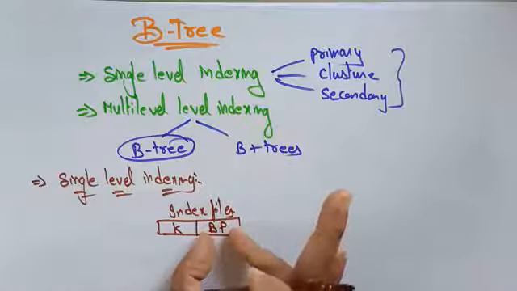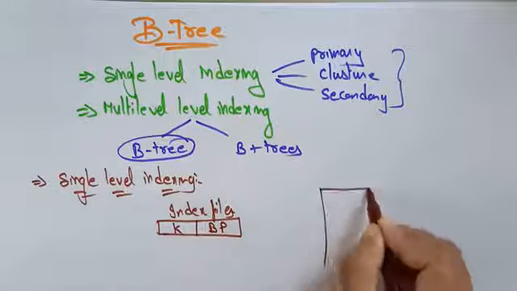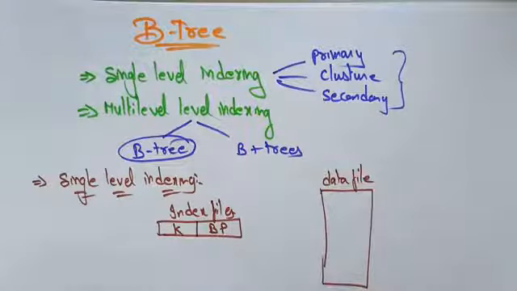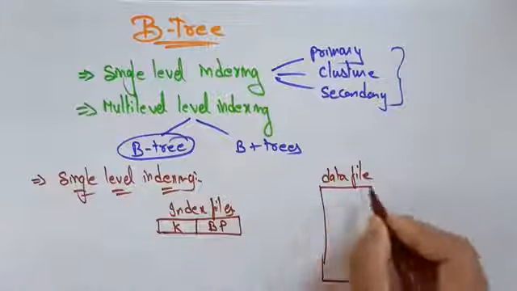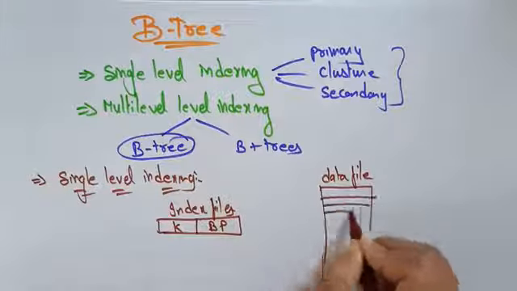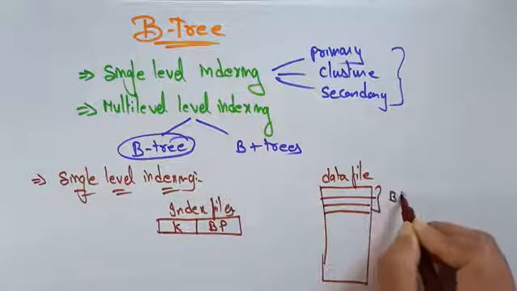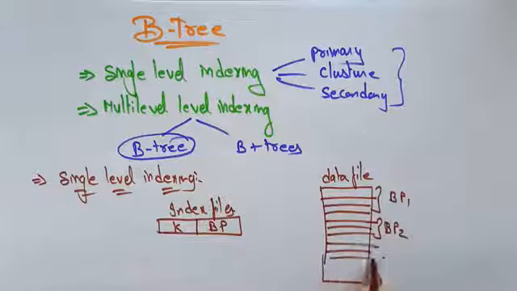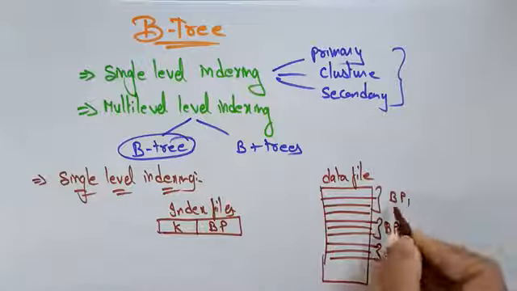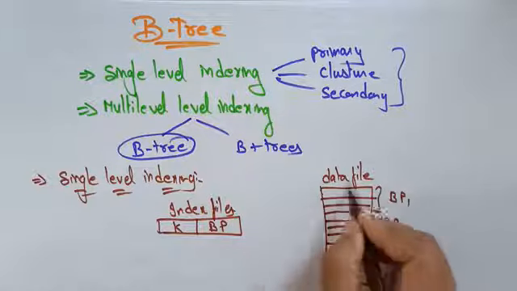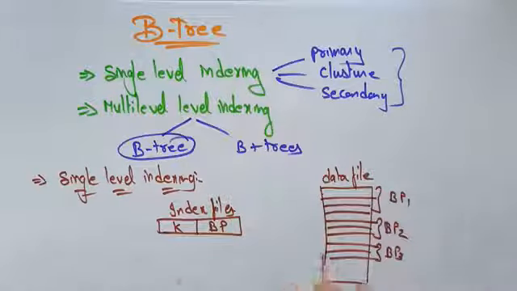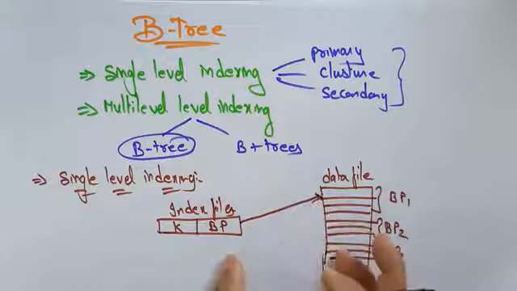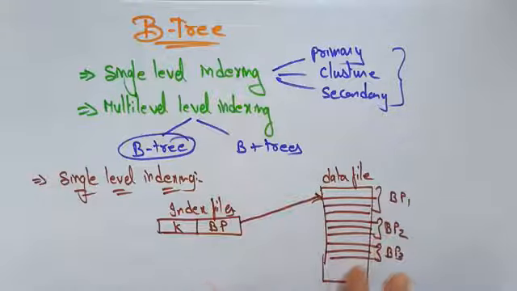This is the index file, and here is a data file which is present on the secondary memory, or the disk, whatever it may be. This data file is divided into block pointers: block pointer 1, block pointer 2, block pointer 3, like that. In each block you have some storage allocation to store that data. So there is a direct communication between the index file and the data file. This type is called single level indexing.